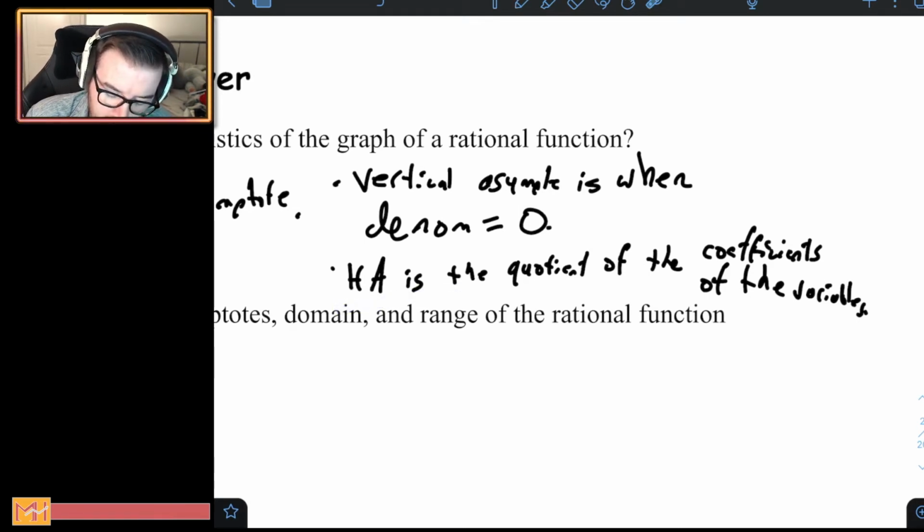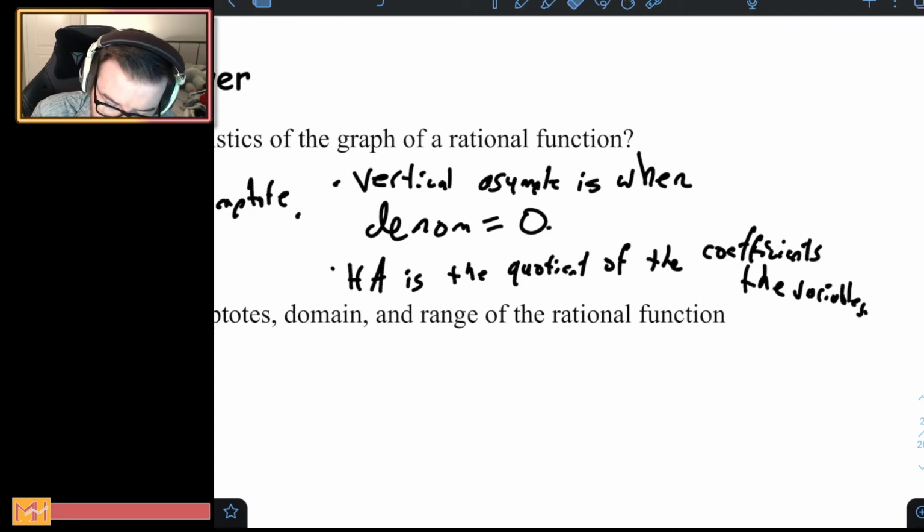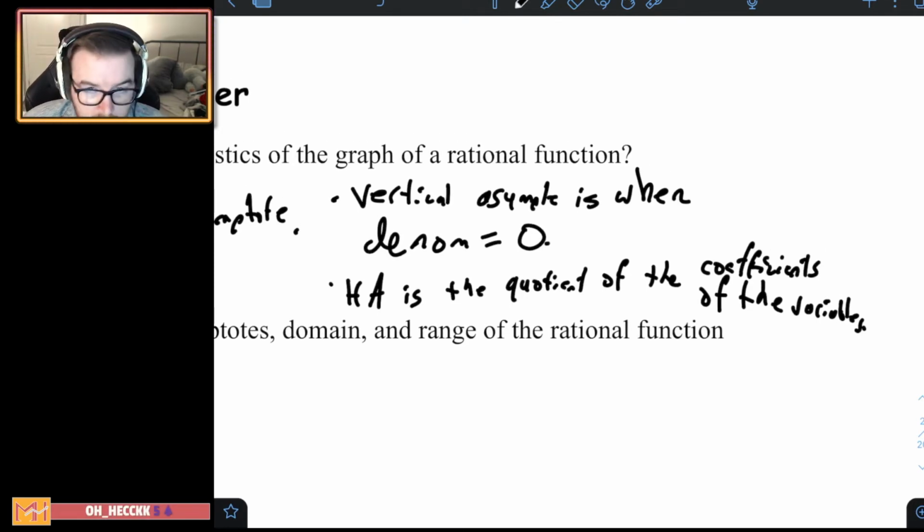Horizontal asymptote is the quotient of the coefficients, or maybe I should say on the variables. I don't know. I'll stick with of. Is the quotient of the coefficients of the variables. Two ofs there. Sorry.